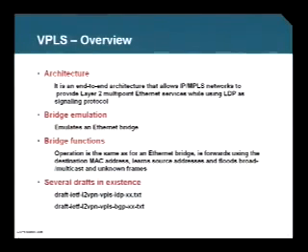In summary, VPLS is an end-to-end architecture that allows IP/MPLS networks to provide layer 2 multipoint Ethernet services, using LDP or BGP as the signaling protocol. In short, any bridge in the world has a forwarding table, supports aging of MAC addresses, and does flooding if it doesn't know the MAC addresses, like any Ethernet switch in the world.